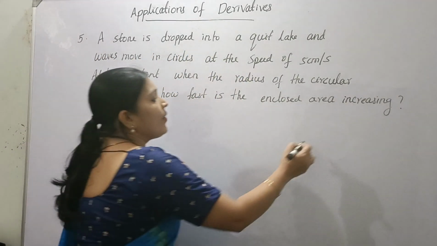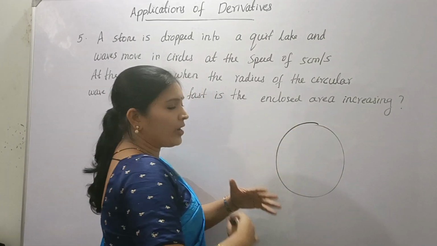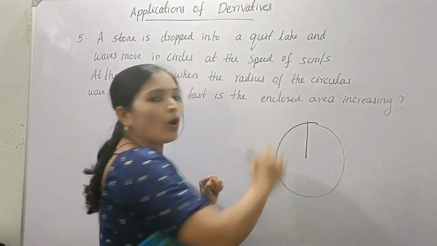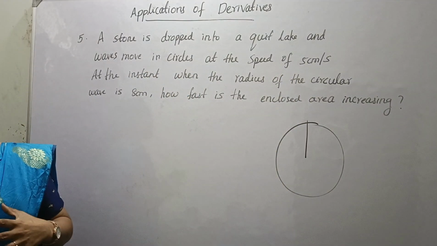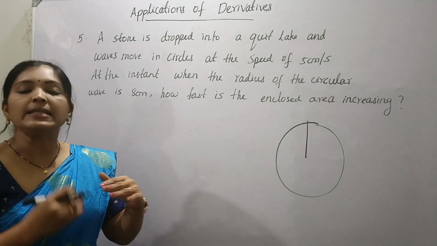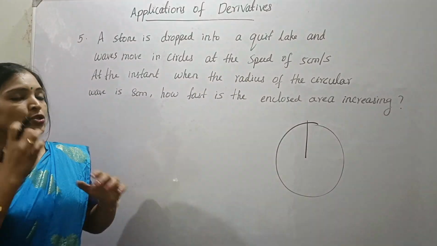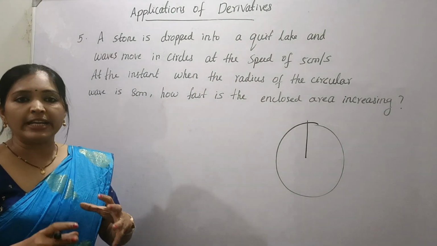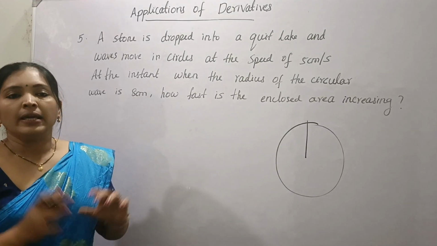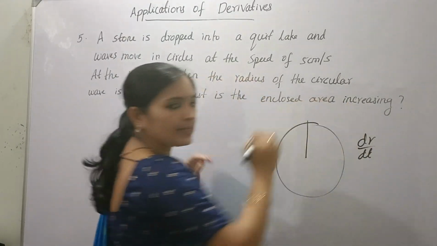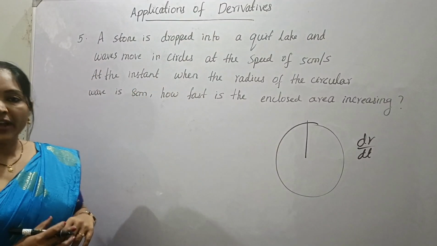That means, we know that initially the waves move from the center, right? So it moves at the speed of 5 centimeter per second. That is the radius. Okay, the radius is increasing at the rate of 5 centimeter per second. So for a second the change of radius is 5 centimeter. That is what is given, dr by dt is given. Okay, now what we have to find?